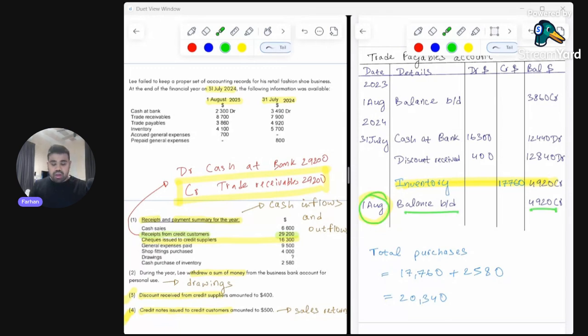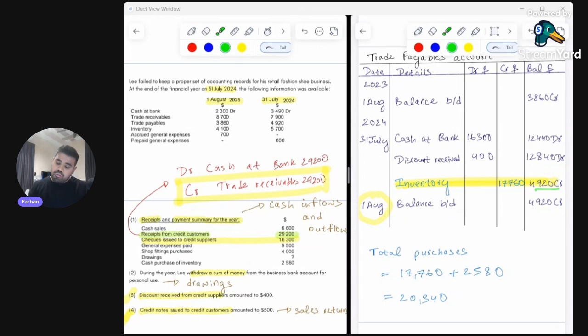4,920 credits. This means after all the transactions have been processed for the year ending 31 July 2024, the net balance we should eventually have is 4,920 credit. So how do we go from 12,840 debits to 4,920 credits? We need to make sure the entire 12,840 debits is first offset, and then some surplus amounts are left behind, which will eventually give us 4,920 credit.